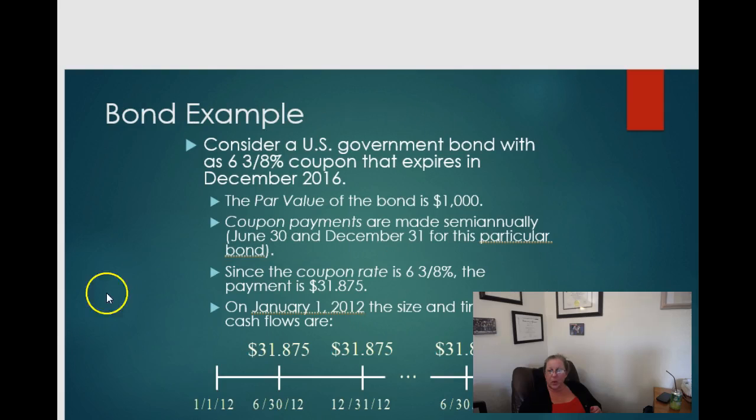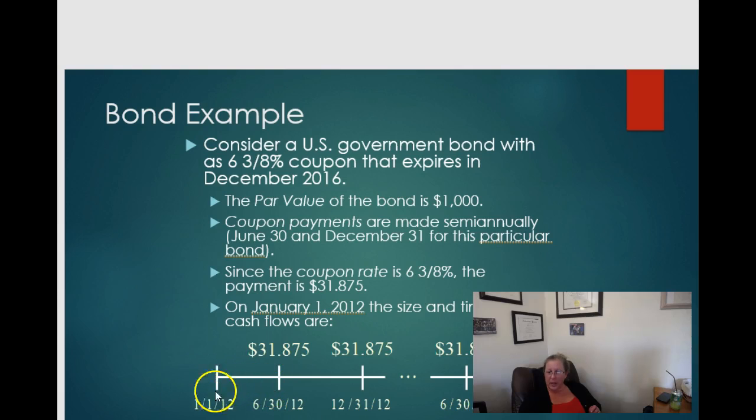So let's look at an example. Consider a U.S. government bond with a 6 3/8% coupon that expires in December 2016. The par value is listed at $1,000. The coupon payments are made semi-annually on June 30th and December 31st. So there are 2 coupon payments every year for this bond. Since the coupon rate is 6 3/8%, the payment is $31.87.